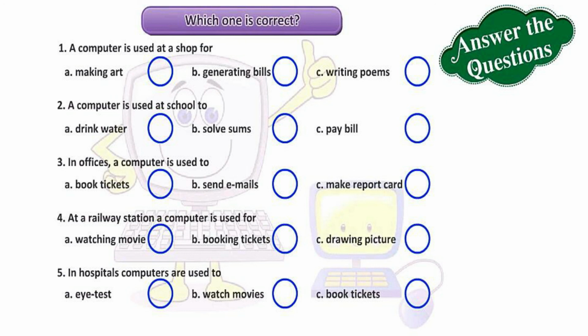Number 3: in offices, a computer is used to A. Book tickets, B. Send emails, C. Make report cards. Number 4: at a railway station, a computer is used for A. Watching movie, B. Booking tickets, C. Drawing picture. Number 5: in hospitals, computers are used to A. Eye test, B. Watch movies, C. Book tickets.